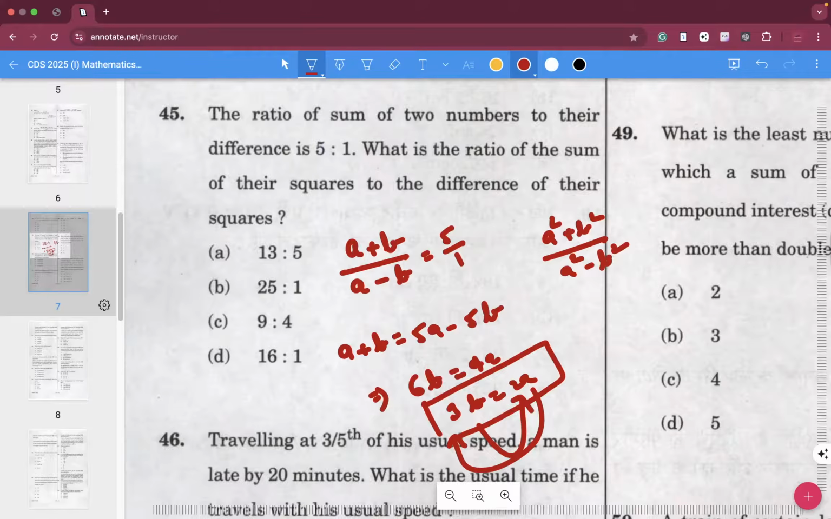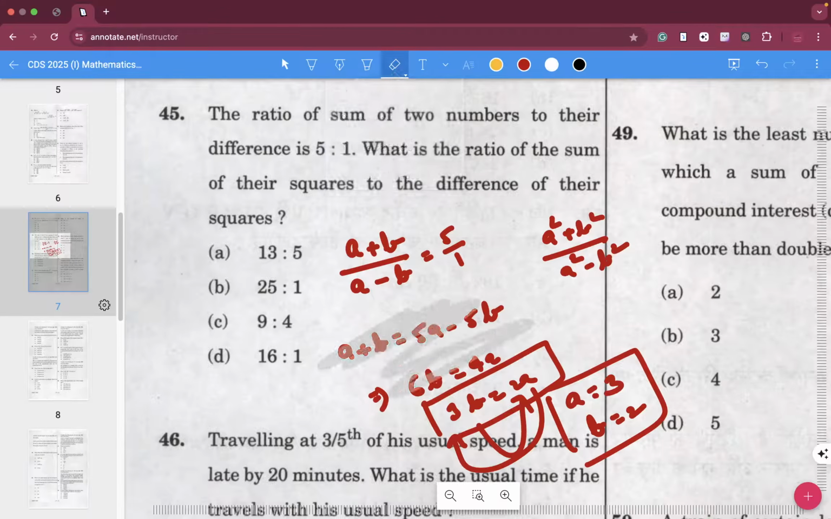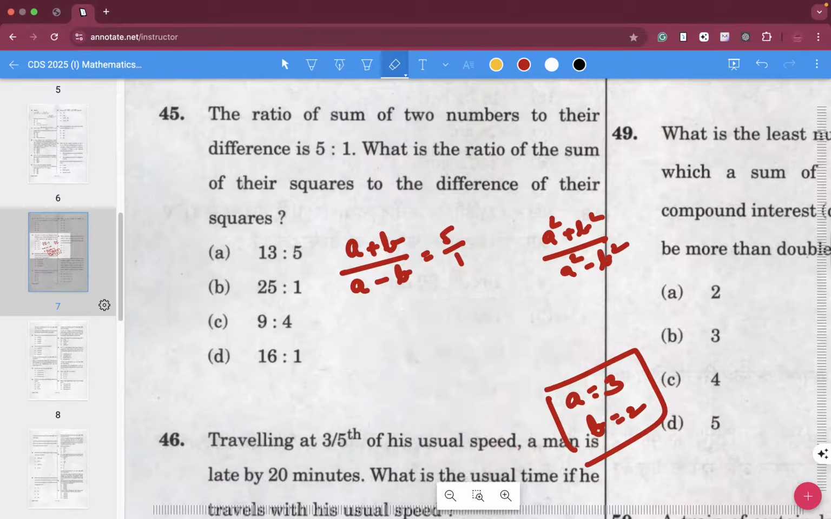So what does it mean? The a value is 3 and the b value is 2 over here. Now just put in the values. Now a is equal to 3 and b is equal to 2.